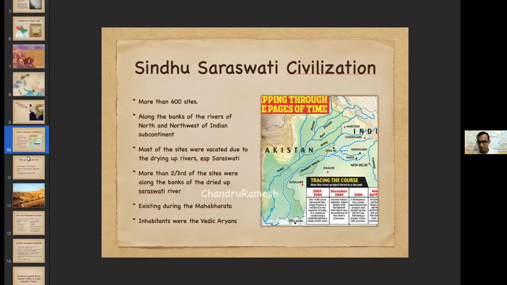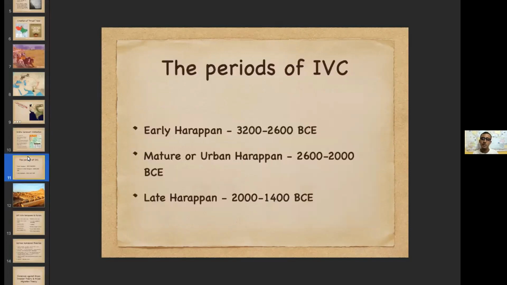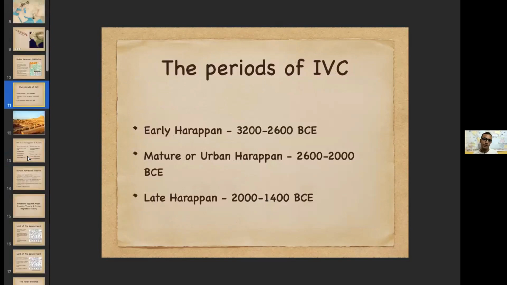And Sindhu Saraswati Sabhyata was existing during the Mahabharata, which is undoubtedly a fact. And the inhabitants were the followers of the Vedic culture, the Aryans. They are not invaders. So the period of the Indus Valley civilization is basically classified into three: early Harappan, mature Harappan, and the late Harappan.